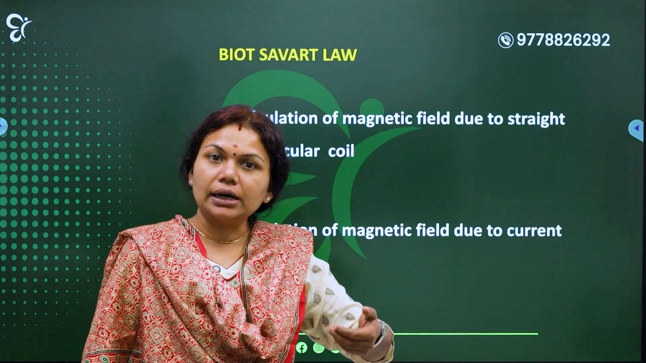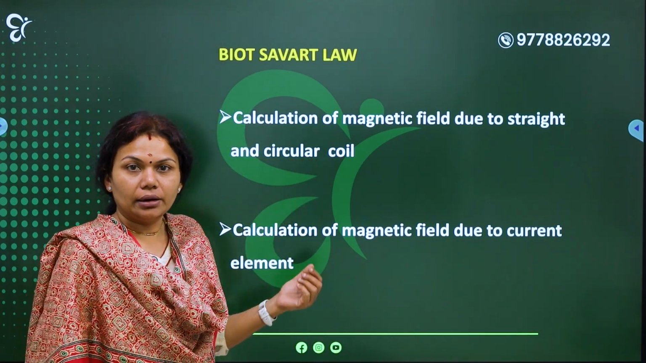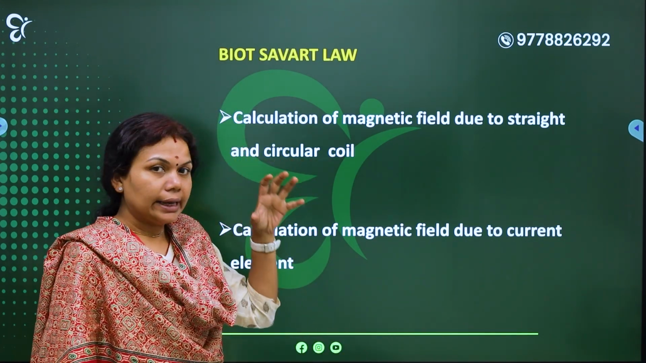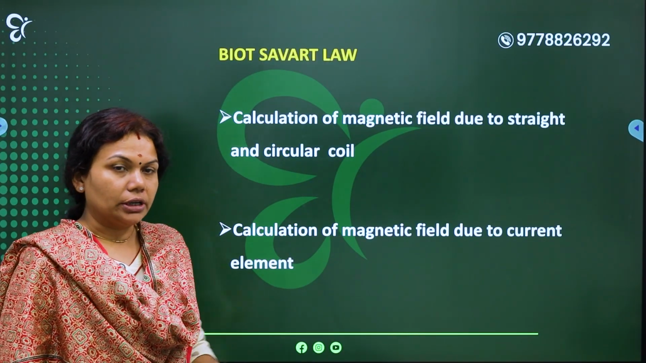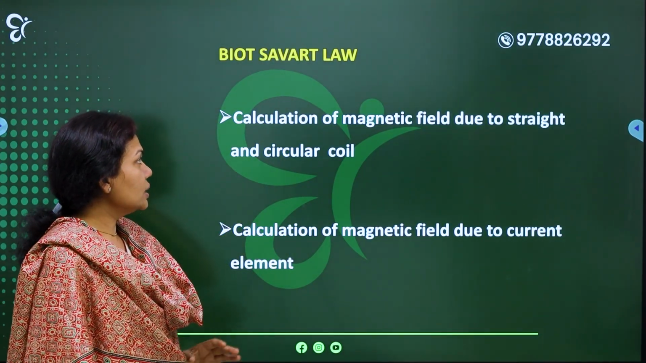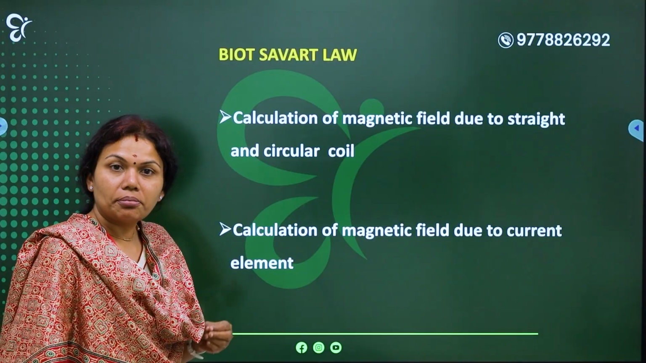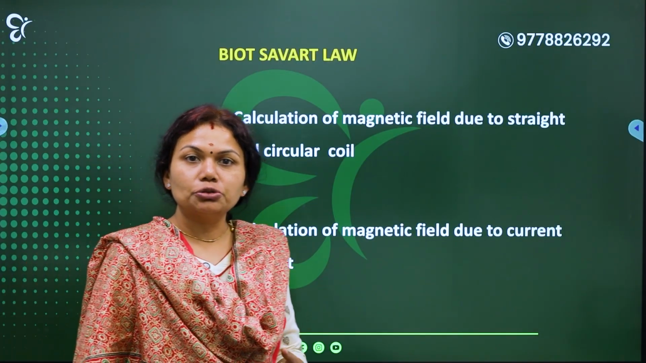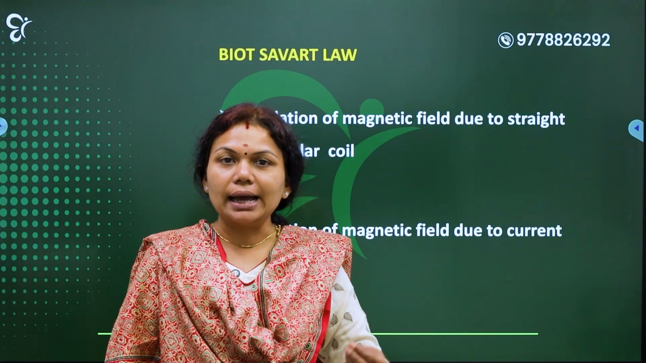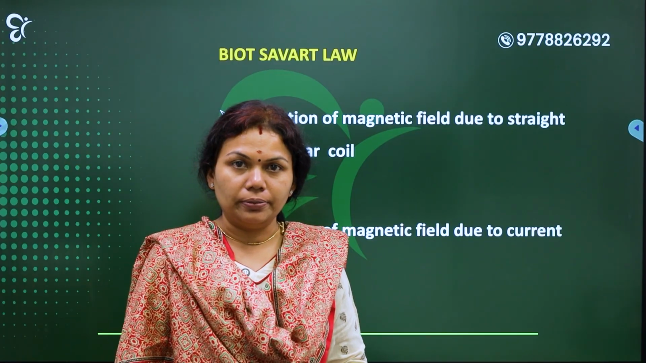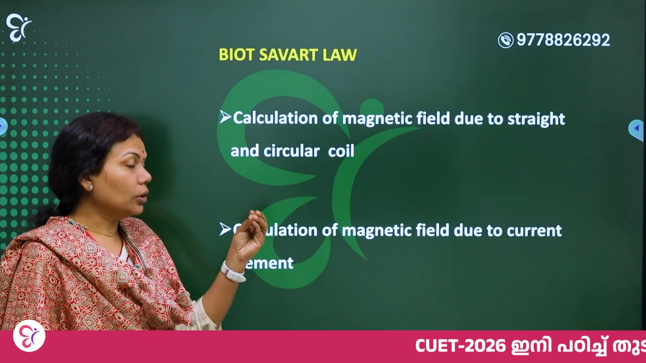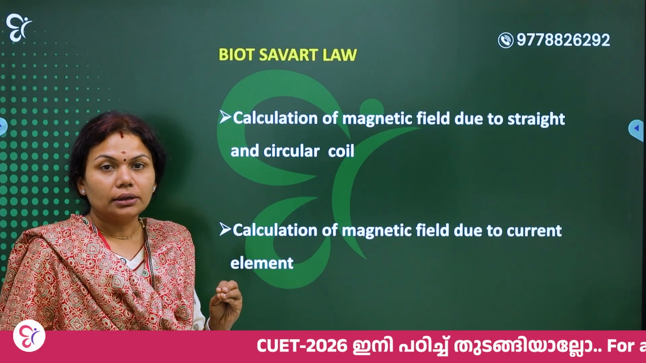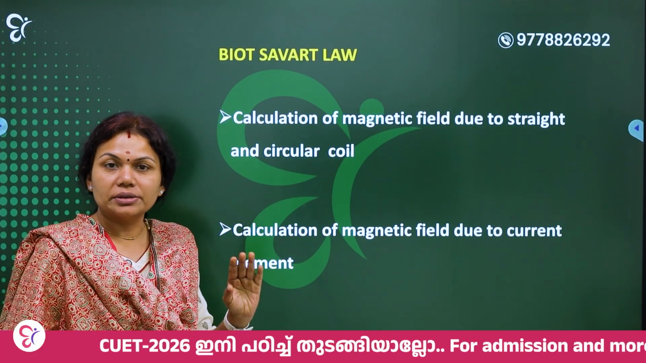Numerical questions can come from this area. So the equation of Biot-Savart law is very important. Then next is calculation of magnetic field due to a straight conductor and a circular coil using Biot-Savart law. The equations for the corresponding straight conductor and circular coil are important.